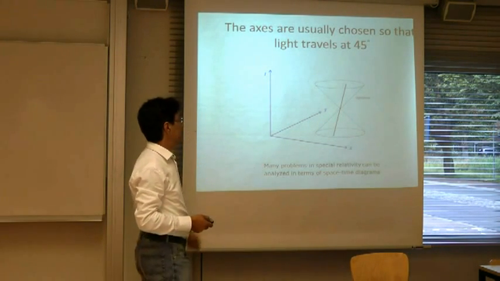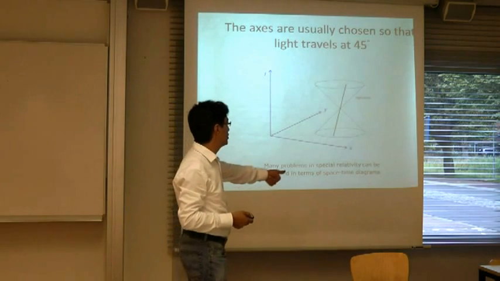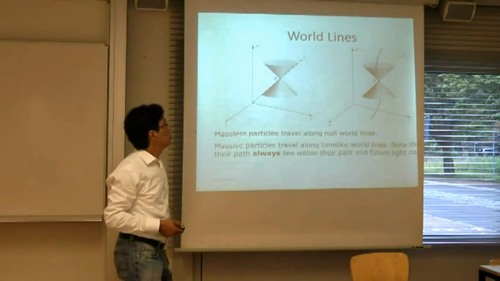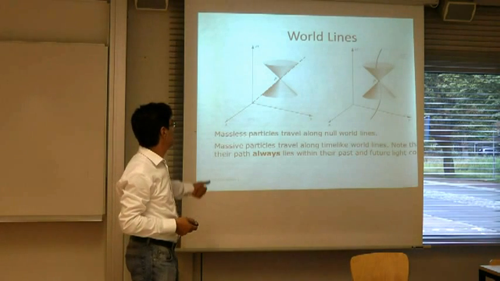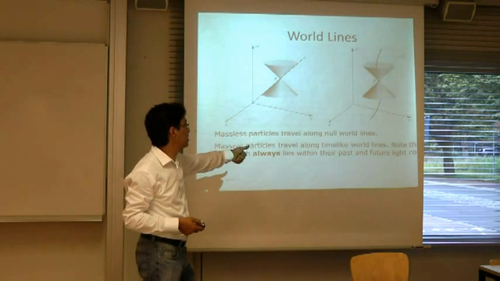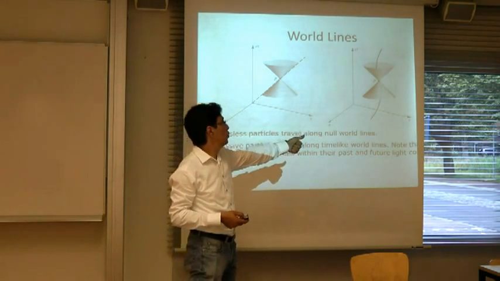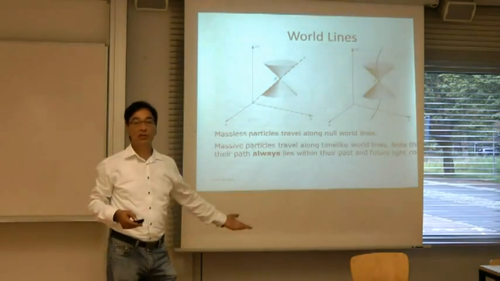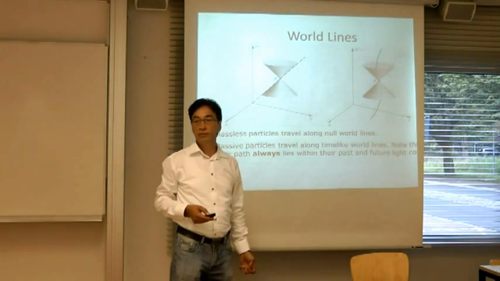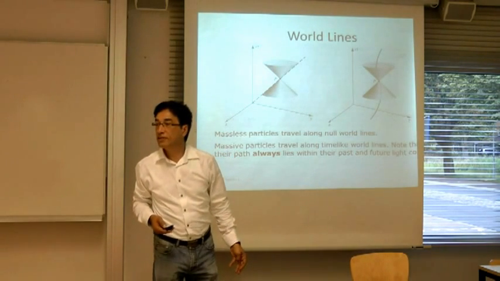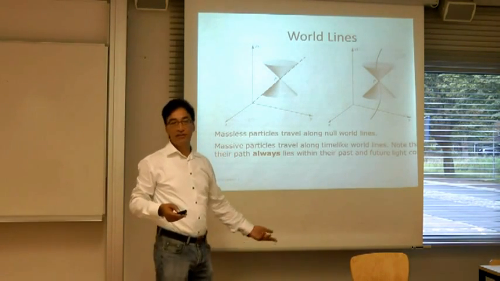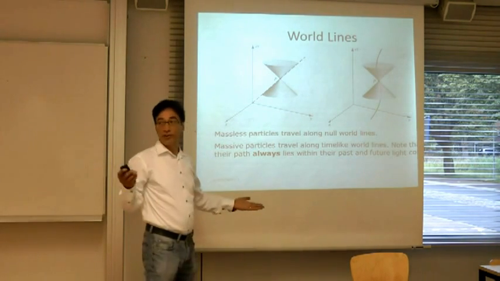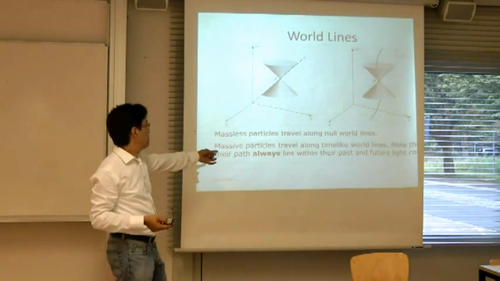Many problems in special relativity can be analyzed in terms of space-time diagrams. World lines, I told you many times, because of this, massless particles travel along null world lines. What are massless particles? Can you tell me one kind of example? Neutron. Okay, very good. Photon, the light. Okay, that was good. Electron, massive particle.